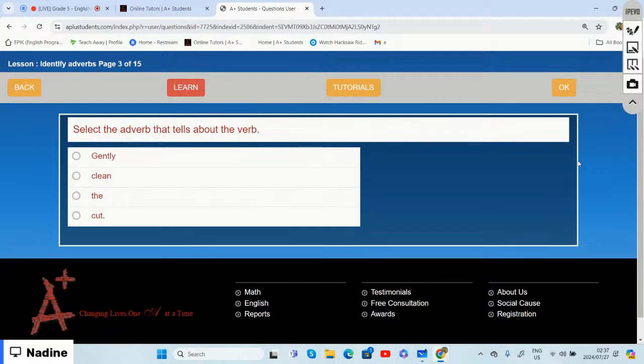Deer is a noun. So deer is a noun, right? Yes, away is correct. Well done.